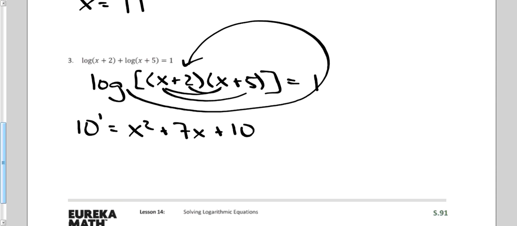I don't want to do that. How do I solve quadratics? This is a quadratic equation, is it not? How do I solve quadratics? Gotta make it equal to 0, right? So I gotta get rid of this guy. So 10 to the 1, fancy way of writing 10. 10 to the 0 is 1. So I subtract 10 from both sides. So whap and whap. So I get 0 equals x squared plus 7x.